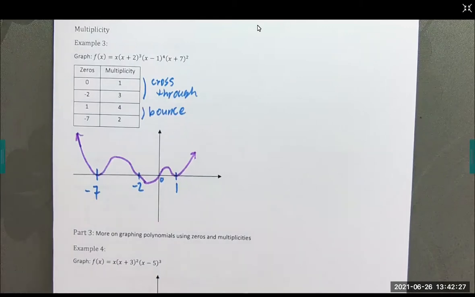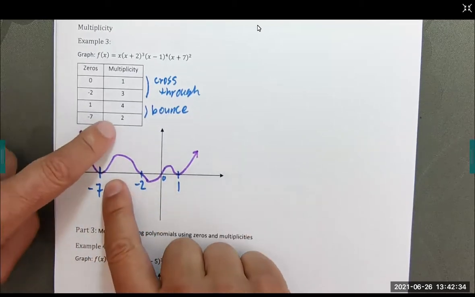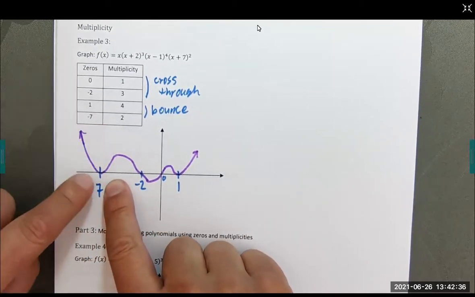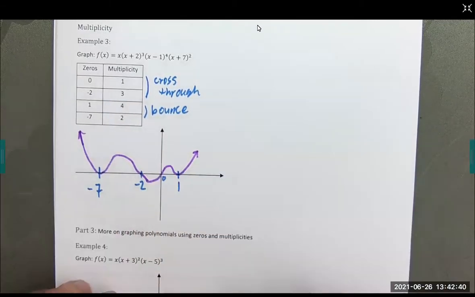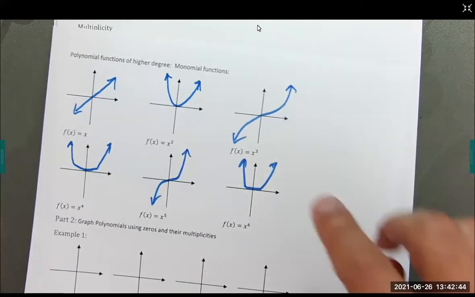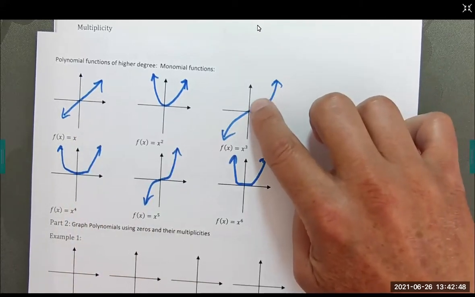Now, I want to point something out that maybe you can't even see it with mine. Because it's a second power, it literally just bounces off. Now, this one, because it's multiplicity 3, it more snakes through. Let me show you what I mean by snaking through. Kind of like it snakes. So it doesn't go straight through like this one does.